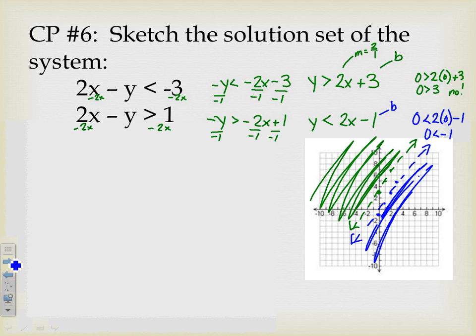Go over here. All right, now, looking at this system, are there any areas that got shaded with blue and green? And the answer to that is no. So for this system, without that overlap of the shaded regions, we have no solution for our system.